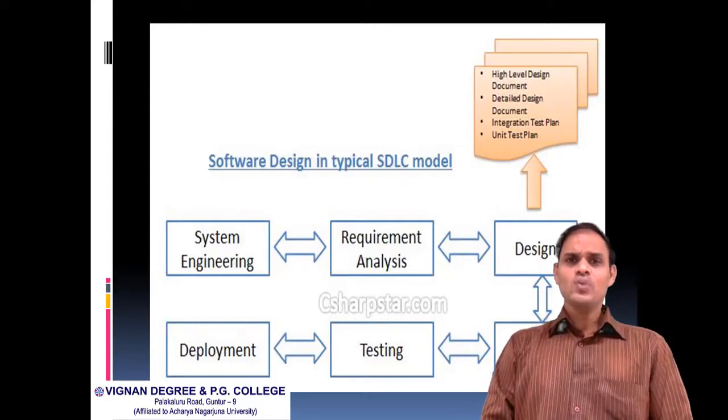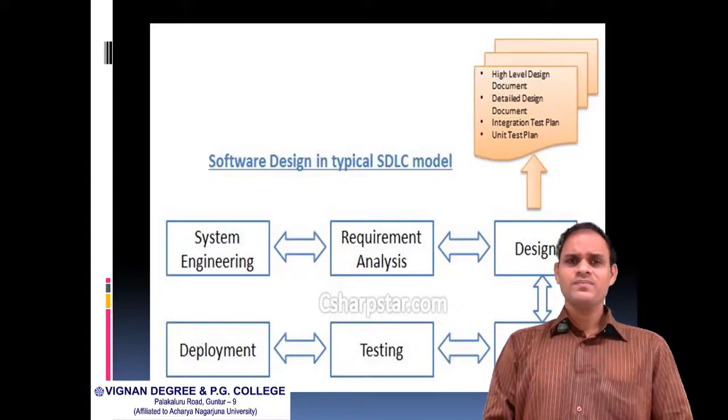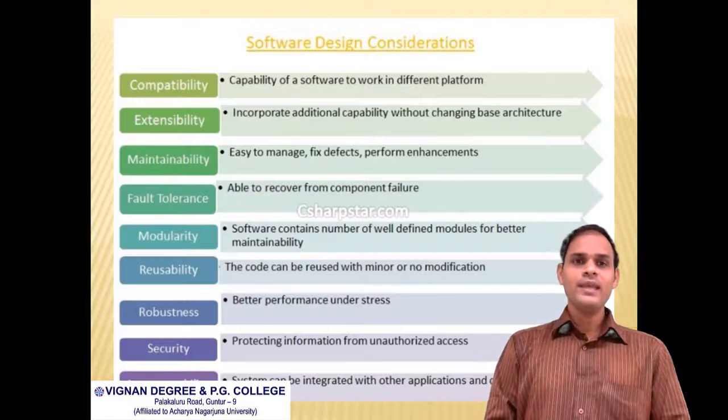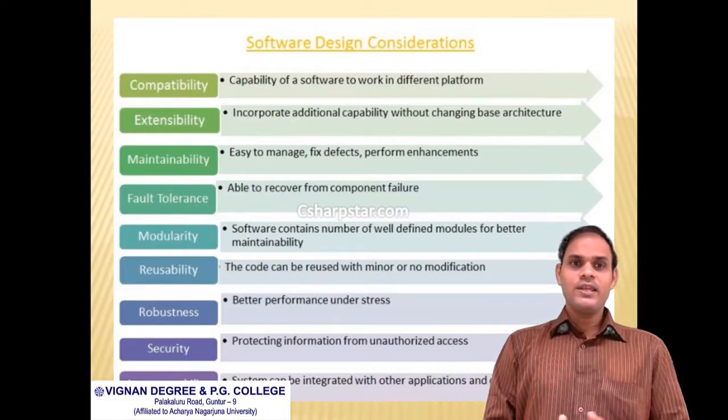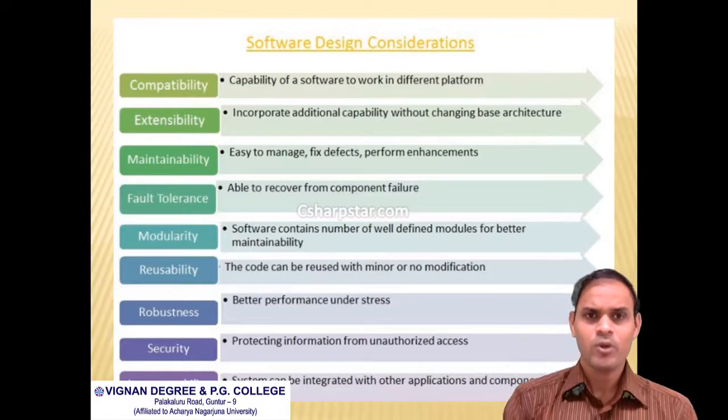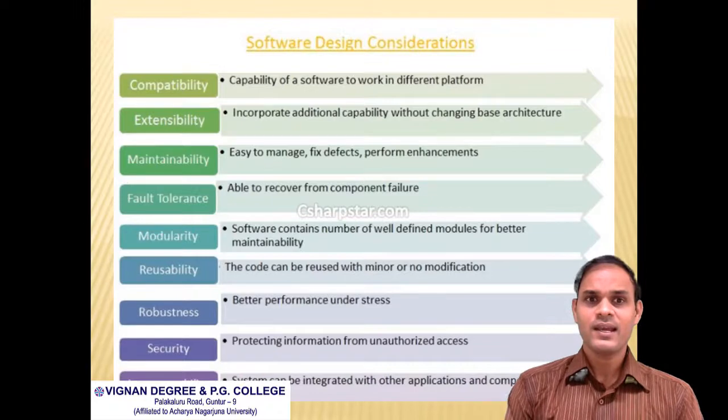And in software designing, we can consider some of the following rules: compatibility, extensibility, maintainability, modularity and reusability, robustness, security and interoperability. So these are the software designing considerations.